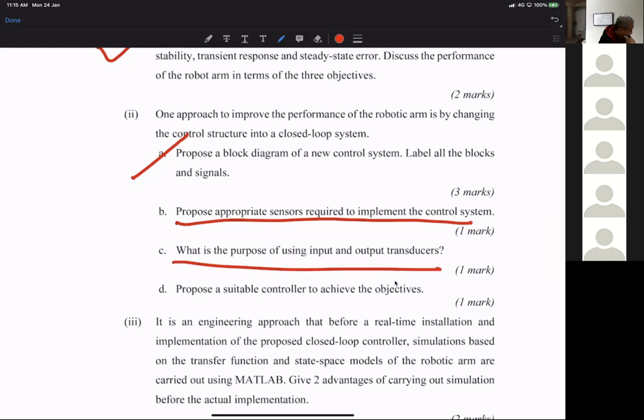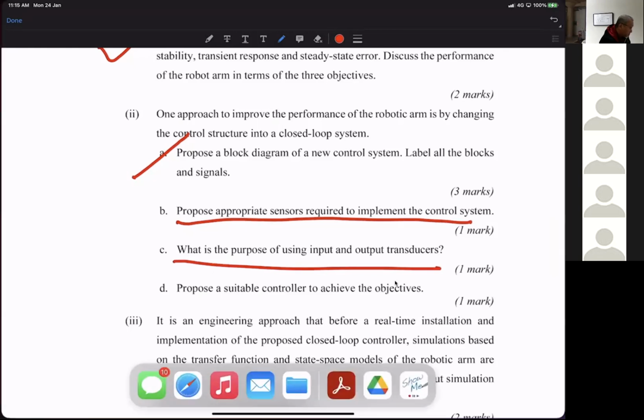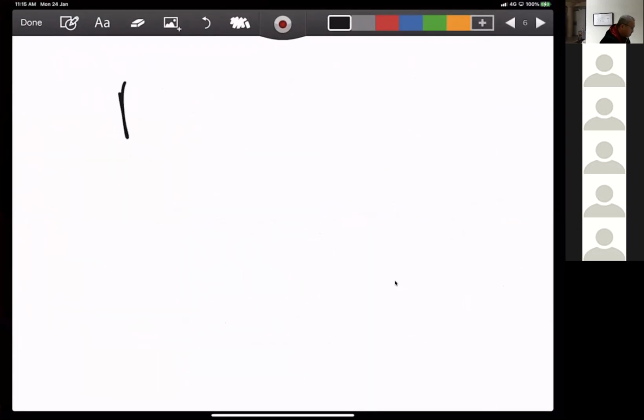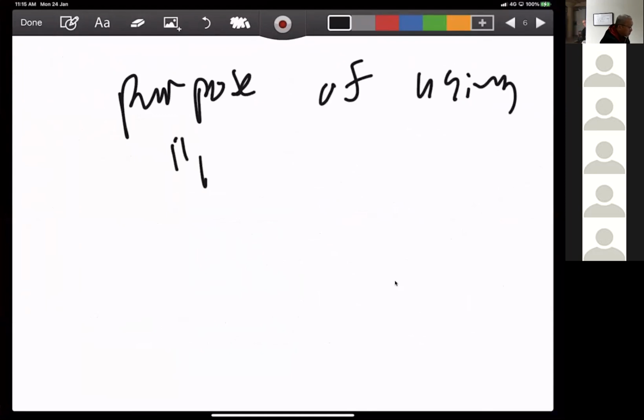What is the purpose of using input and output transducer? To make it so that we can receive and give out data. Sorry, doctor. I don't know.